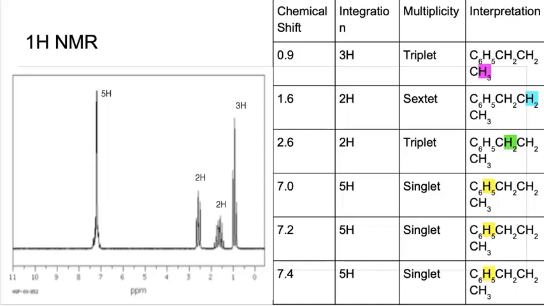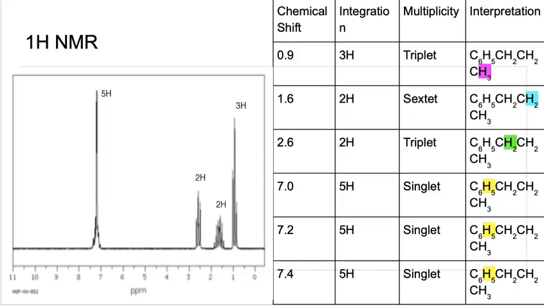I will now explain the correlation to integration and multiplicity. Multiplicity is going to be the number of hydrogens attached to adjacent carbon atoms. This is going to be your n+1 rule. So you would obviously take the number of adjacent atoms, add 1, and that will give you your multiplicity.